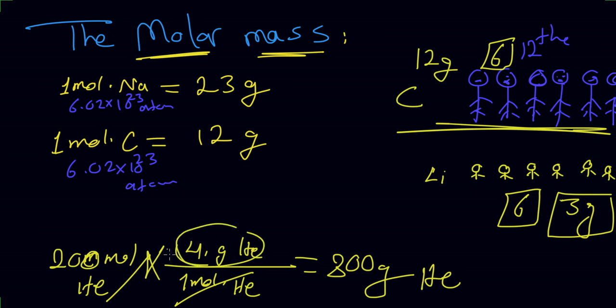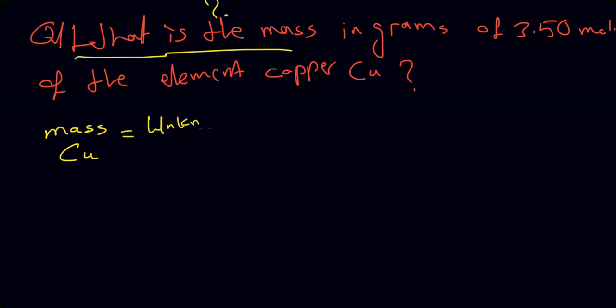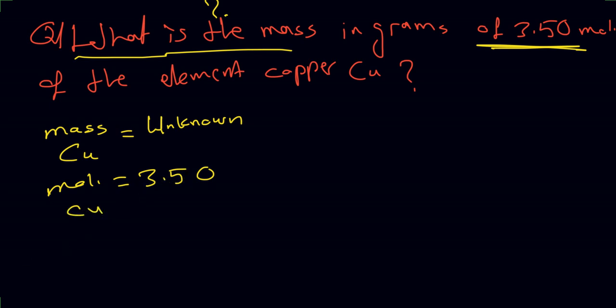This part is given. Okay guys, look at this question. I'm gonna use mole, make a relationship between mole and mass. What is the mass? So what, if any word comes after the what, means this is unknown. So mass of what? Copper is unknown, of 3.50 mole. So mole is given, 3.50 mole of copper.